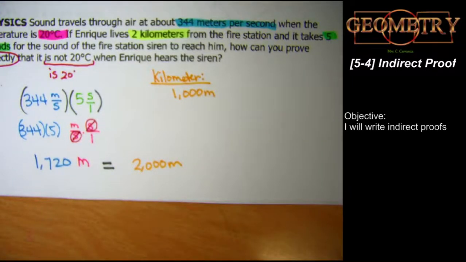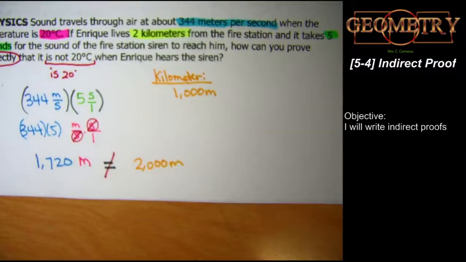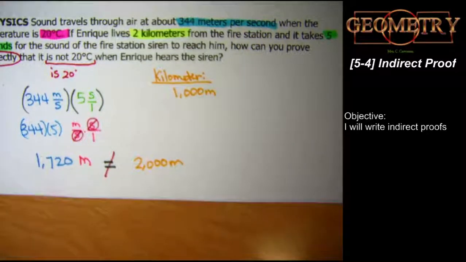Are these equal? So it is not 20 degrees outside. Because if it were 20 degrees, in 5 seconds he'd have to be 1,720 meters. He's not, he's 2,000. Temperature's gotta be something else. I don't know what it is. I don't care what it is. I just care that it's not 20. Well, 70 to us here in Texas, right? Yes? All right.